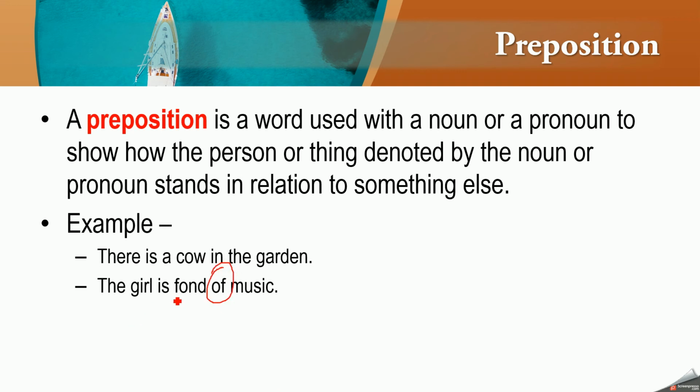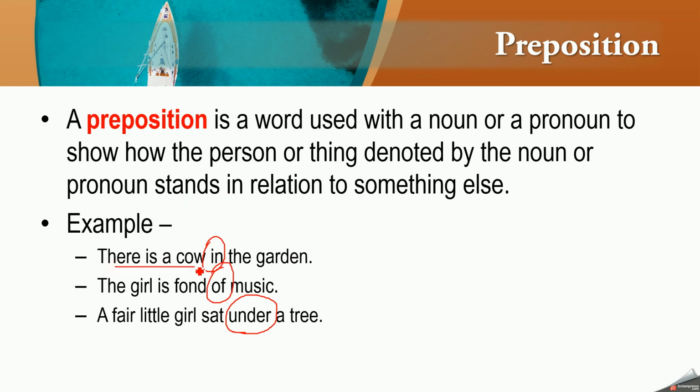Girl is fond. Fond of what? Music. Next, a fair little girl sat under a tree. Sat where? Sat where in the tree? Over the tree, below the tree, under the tree. So that is what these words are: prepositions. They are used with a noun or a pronoun to show how the person or thing denoted by the noun or pronoun stands in relation to something else.